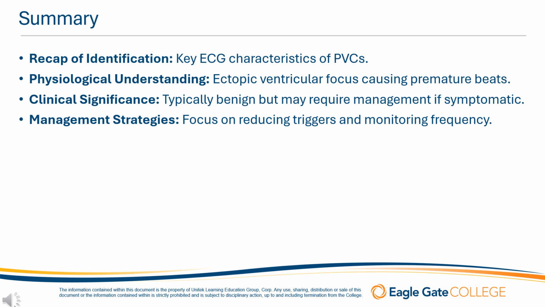We looked at what causes PVCs. PVCs originate from an ectopic focus in the ventricles, meaning they start from a location outside the normal conduction pathway. This leads to an early depolarization of the ventricles, causing the premature beat. This disrupts the normal timing of the heart's electrical cycle, and because the ventricles depolarize earlier than expected, the usual coordination between the atria and ventricles is disrupted, leading to the characteristic irregular rhythm.